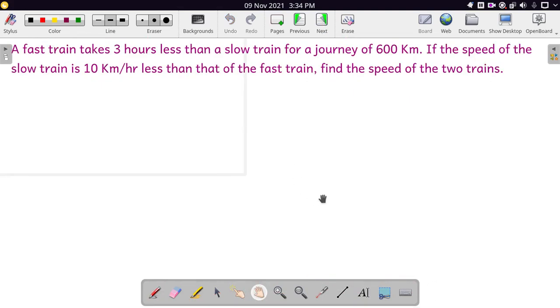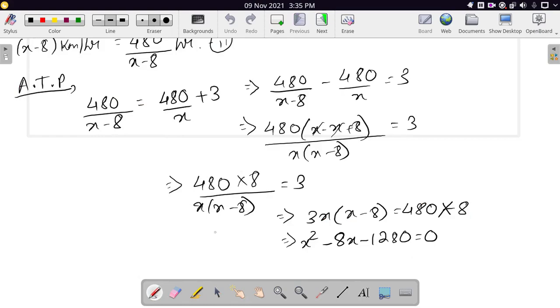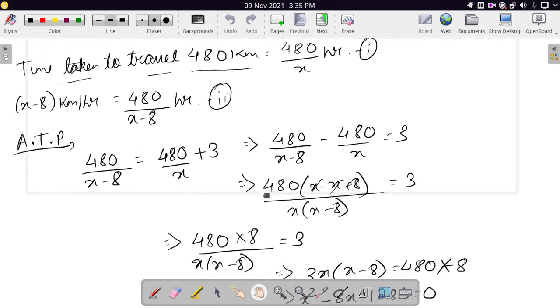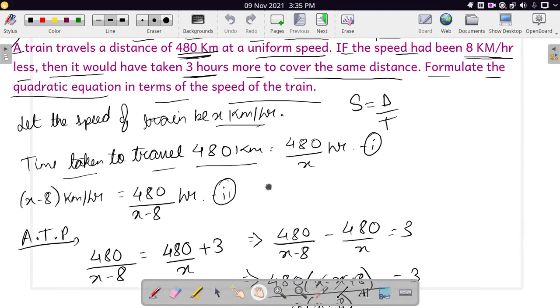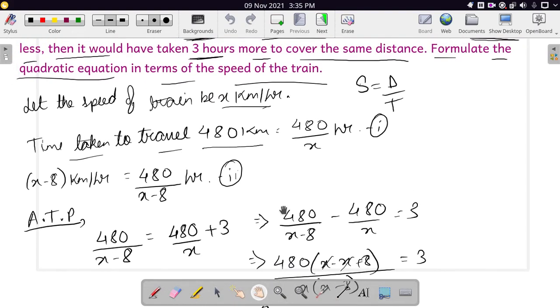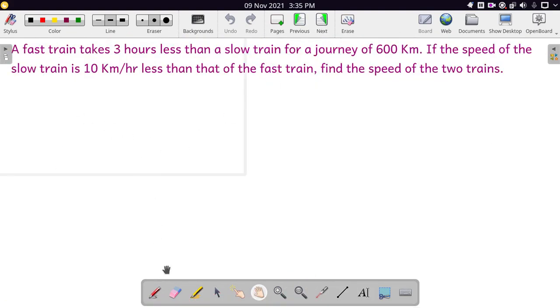The next question says that a fast train. Now this is basically a speed distance sum. These are the next type of word problems. These are the speed and distance sums, like the one we did here. Here we just formulated the equation and stopped. So the basic difference now is that we need to solve the entire question. When we get the equation, we need to solve it and find the value. Okay, let's see what it says over here.